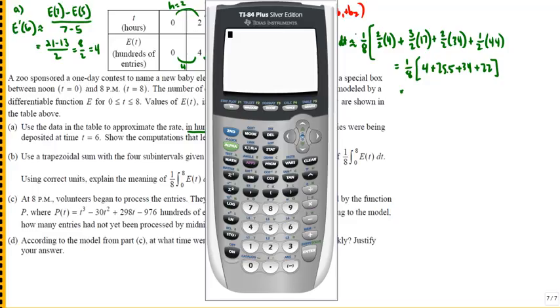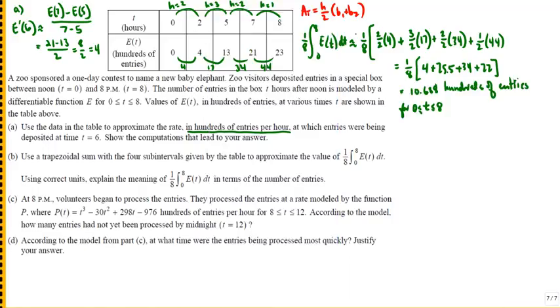And this is a calculator problem, so we can go ahead and calculate that. So 4 plus 25.5 plus 34 plus 22 is 85.5. Divide that by 8. We end up with 10.688. So that would be 10.688 hundreds of entries over the time interval from 0 to 8. So that's the average number of hundreds of entries during that time interval.